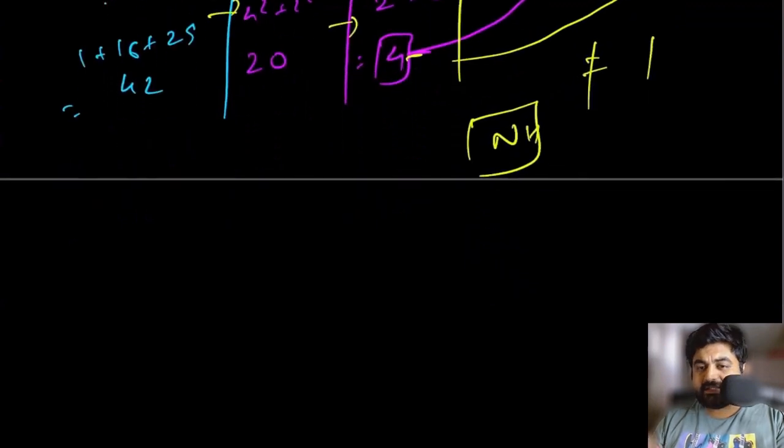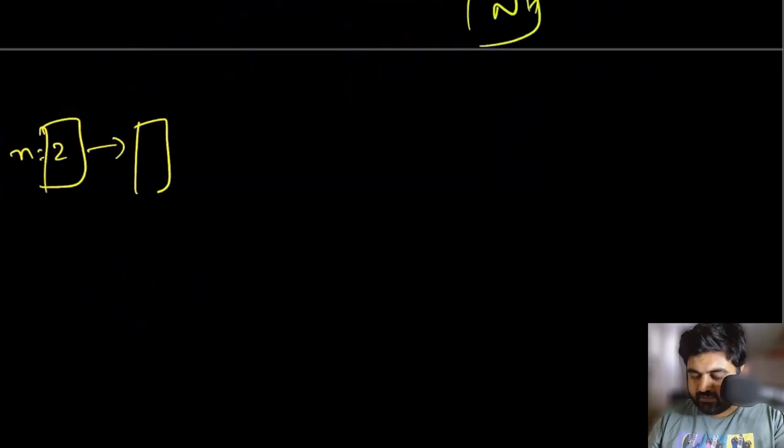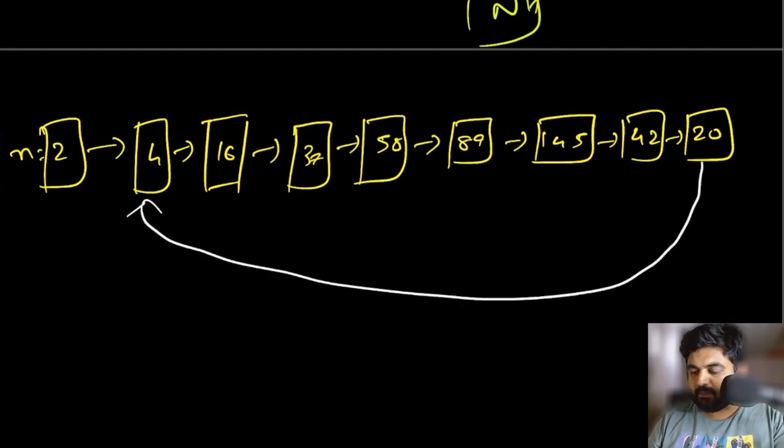Now let's just take a step back. Starting from n equal to value number 2, if we plot all the lines in a sequence, how would those lines look like? And from this value 20, again this is going to point to value number 4. So this is how it will look like.